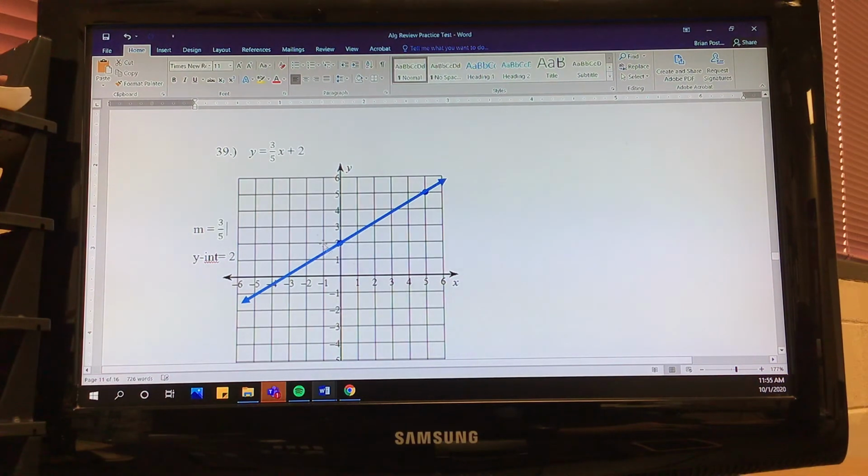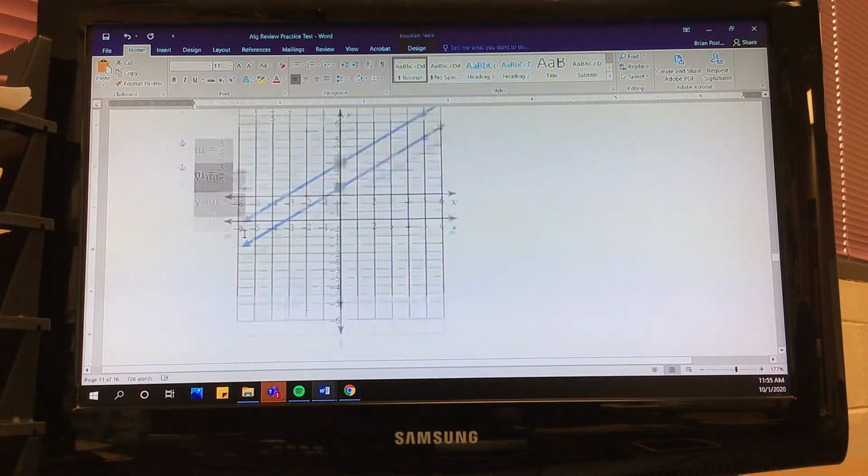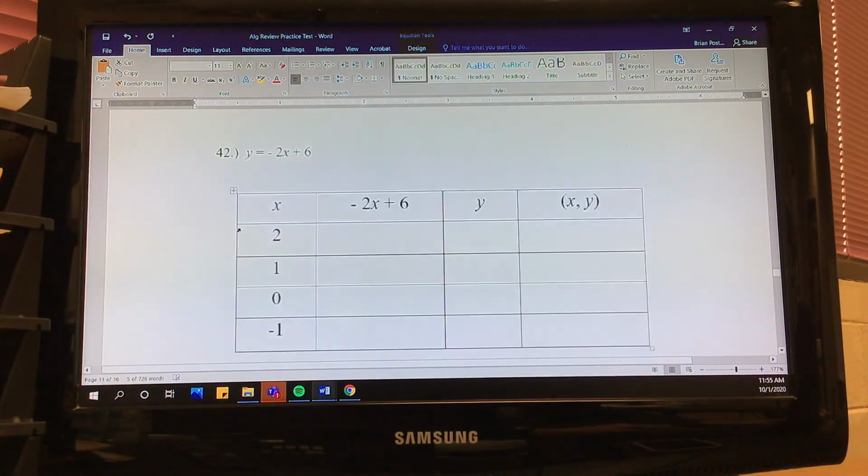So that's number 39. Now again, make sure we're showing our work, counting the slope, right? The little loops or the dots, counting slope and everything. Write your slope, write your y-intercept. All right. And we'll do that. Okay, down here. Let's keep going. All right.